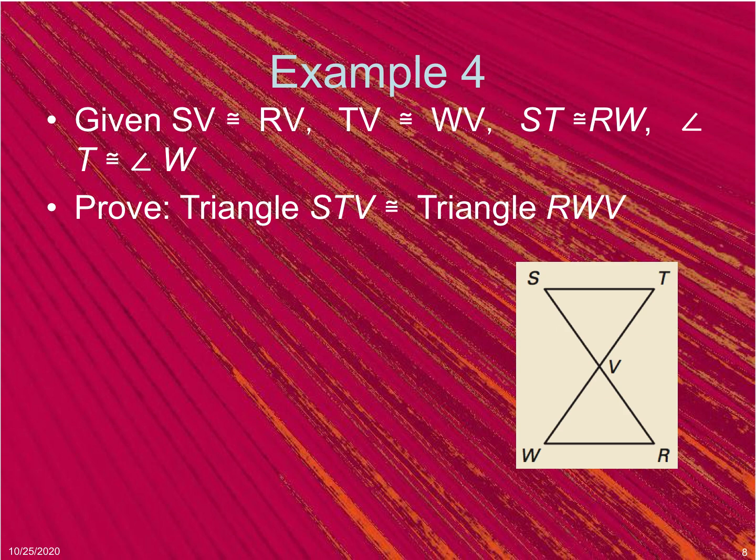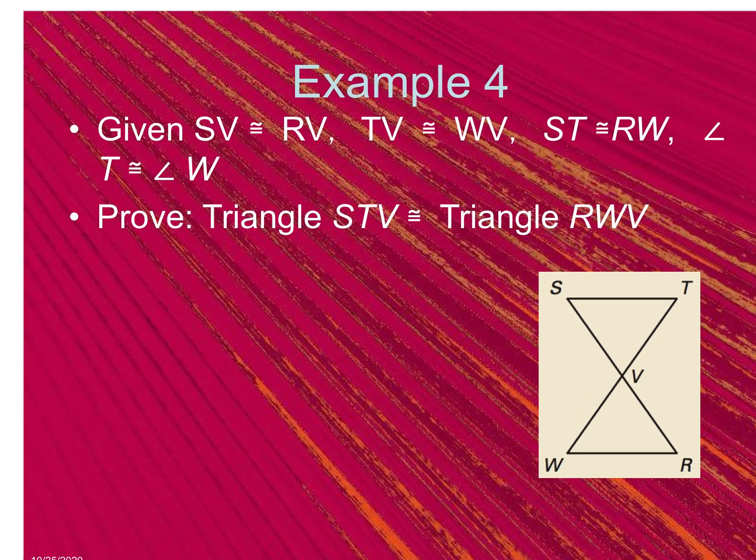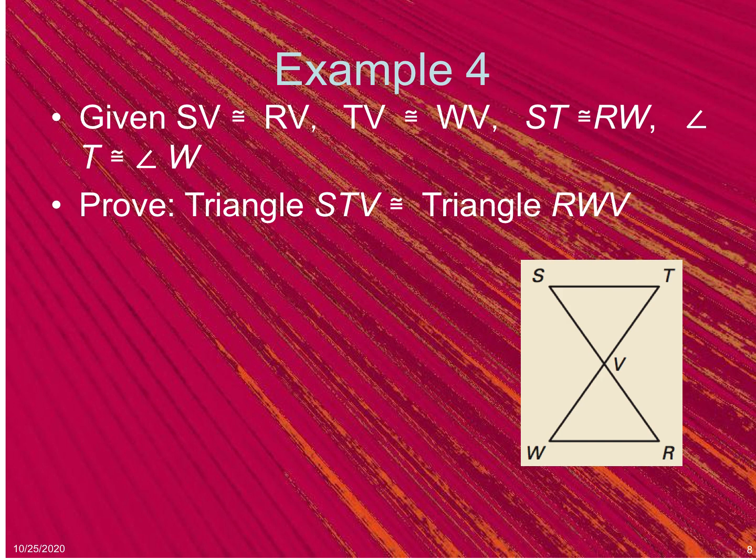Okay, so they tell us that SV, this line right here, is congruent to RV. And they're telling us that TV is congruent to WV. And they're telling us that ST is congruent to RW. They also tell us that angle T and angle W are congruent. Now, there's only one more thing you have to state to tell me that this triangle is completely correct. Because if you were to write a proof, that would be all given. There's only one more thing that you need to state.